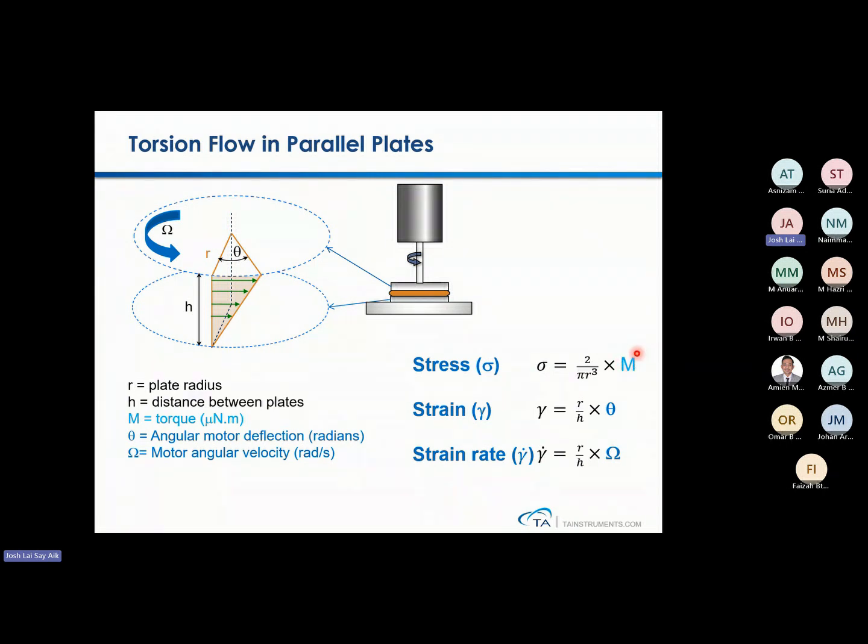This torque always has a range in your instrument specifications. So in any measurement, the torque value will always need to work within that range. While strain is equal to the radius of the upper plate over the sample height times the angular motor deflection. Typically it's a displacement that you move in an angular format, so it's in radians. While the strain rate will always be R over H times the angular velocity, which is typically radians per second.